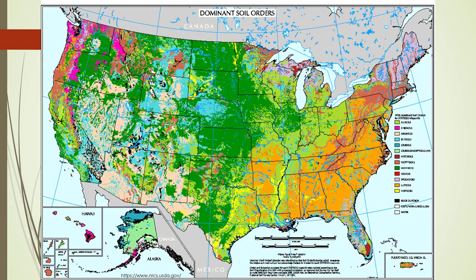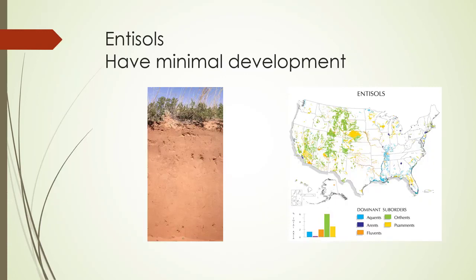Okay, here are the dominant soil orders, and here we've got pink, which is andisols, very fertile, but we'll talk about that in a minute. Okay, so entisols have minimal development, and you can see from this map where you're primarily going to find these areas. Very little in our area, quite a bit in the mountain west and the southwest.